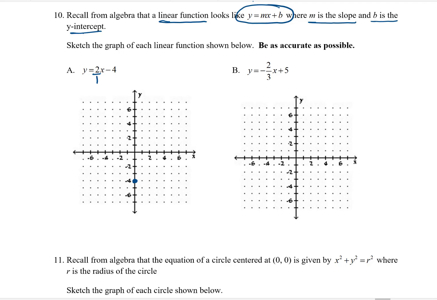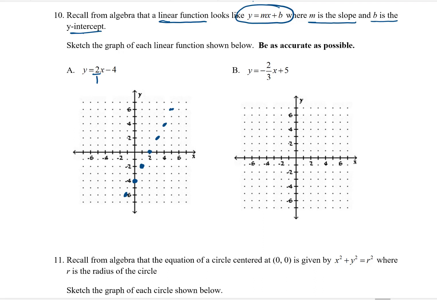In other words, from a point on the graph, from that negative 4 spot, if I go up 2 and right 1, I'll get to another point on the graph. Up 2, right 1, I can do it again and again and as many times as I want to. The directions say try to be as accurate as we can, so I'll go up as high as I can here. Also, I could go down 2 and left 1, and that would get me to another point.